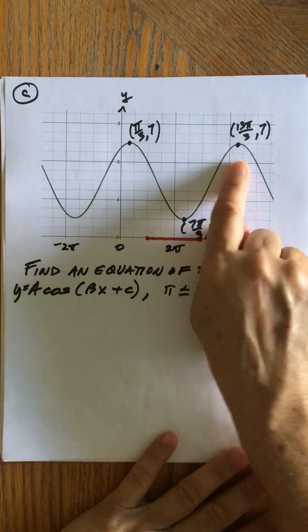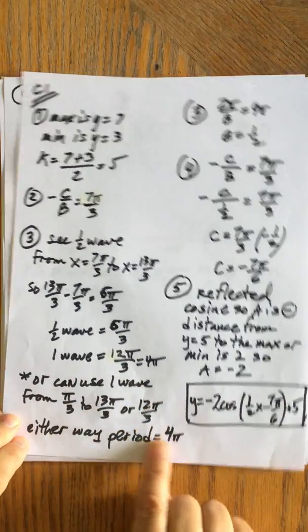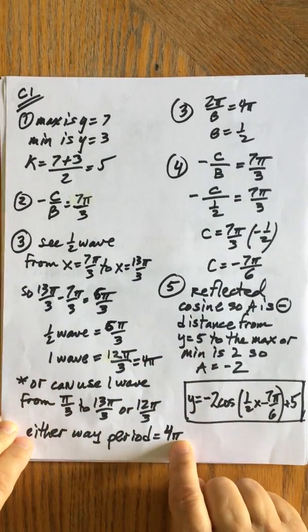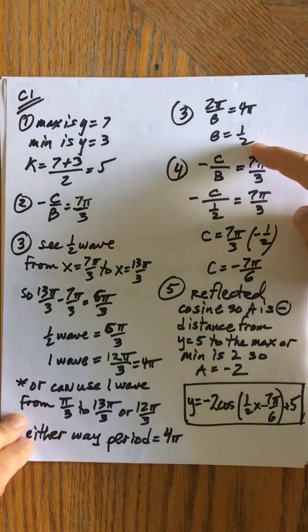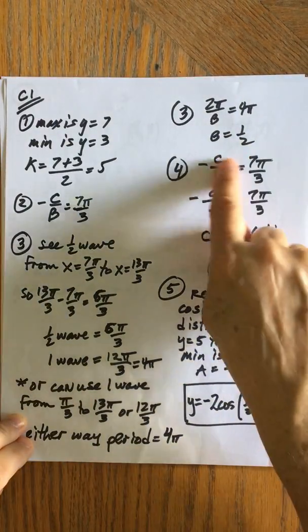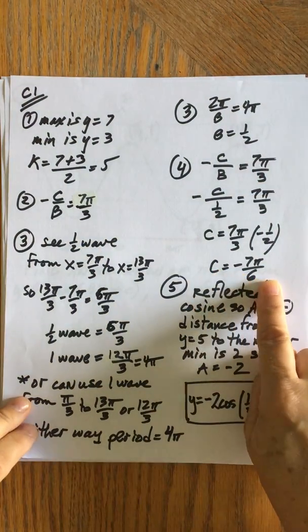What's the period of that? Well, it's the distance between 13 pi over 3 and pi over 3, right? Which is 12 pi over 3 or 4 pi. Again, you're going to get the same answer, of course, because it's math. And so then you find your B, then you plug your B into the phase shift that we found here. You plug it in there. Then you solve for C.